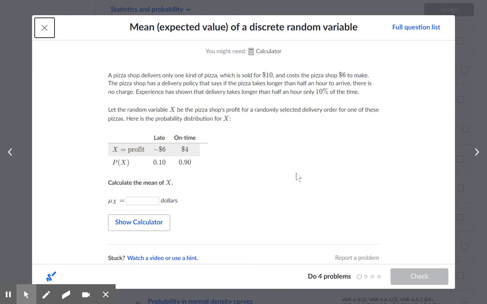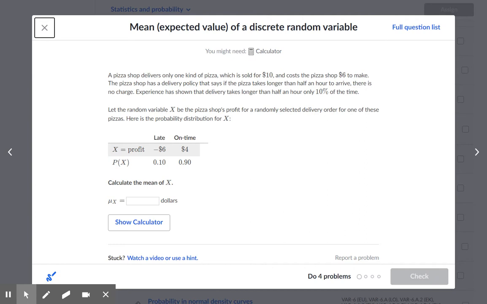A pizza shop delivers only one kind of pizza, which is sold for $10 and costs the pizza shop $6 to make. So that means they make $4, right? $6 to make, that's the cost, and the selling price is $10. So he makes $4 profit. The pizza shop has a delivery policy that says if the pizza takes longer than half an hour to arrive, there is no charge. Experience has shown that delivery takes longer than half an hour only 10% of the time.